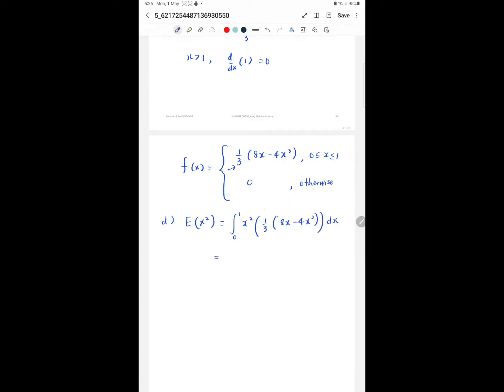So integrate that one, multiply first. 1 over 3, 8x cubed minus 4x power of 5. So integrate from 0 until 1.